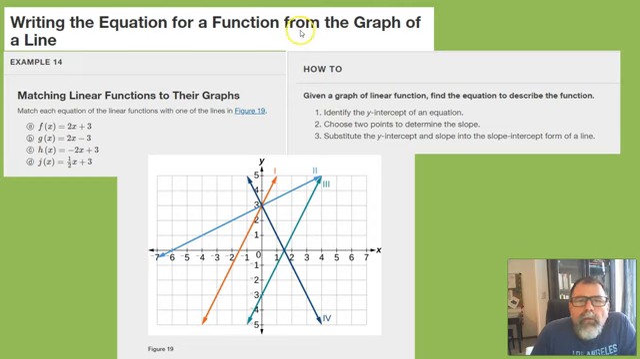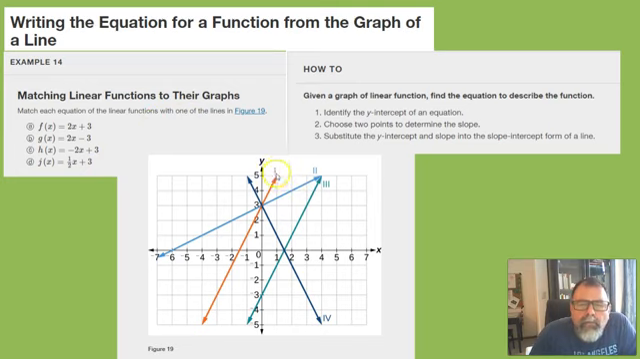Writing the equation for a function from the graph of a line. So the technique: you're going to identify the y-intercept, choose 2 points to determine the slope, and substitute the y-intercept and slope into the y-intercept form. Thought we did that already. Okay, so let's see. Match each equation of the linear function with one of the lines. So let's look at example 14 here.